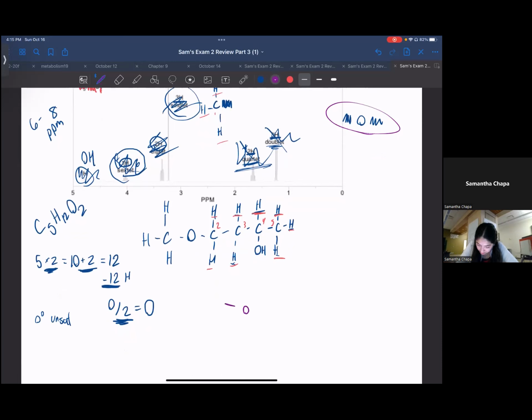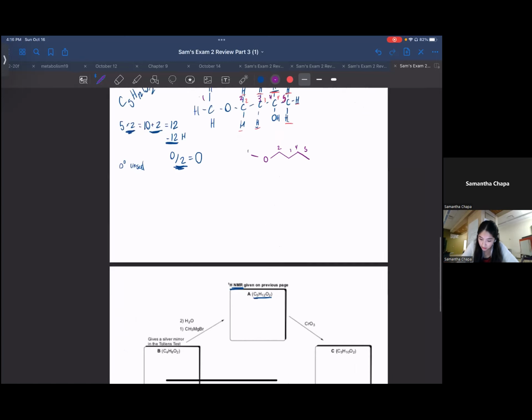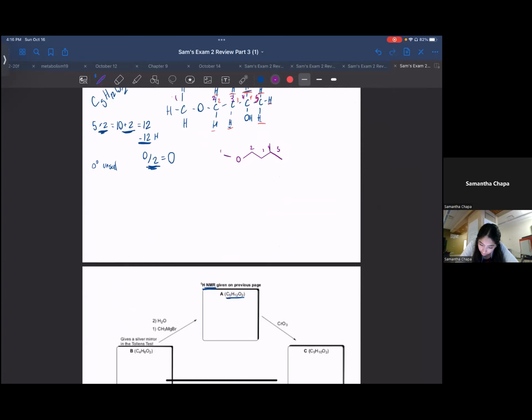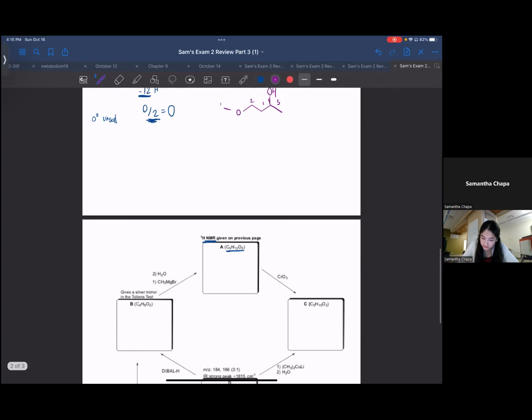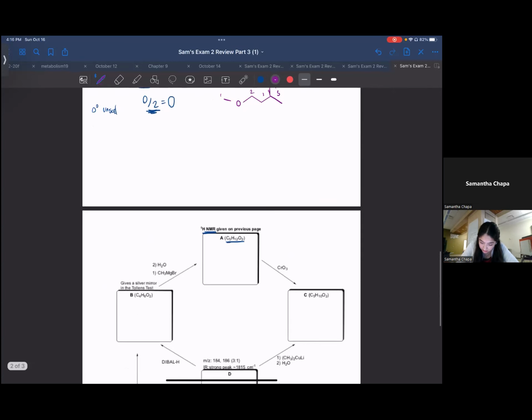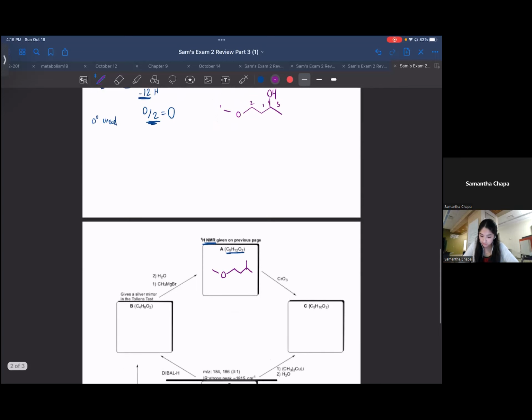Let me make it look pretty. 1, 2, 3, 1, 2, 3, 4, 5. And on carbon number 4, I have an OH. That's what I'm going to draw in my NMR box. There we go.